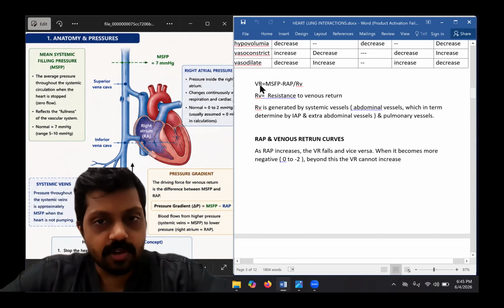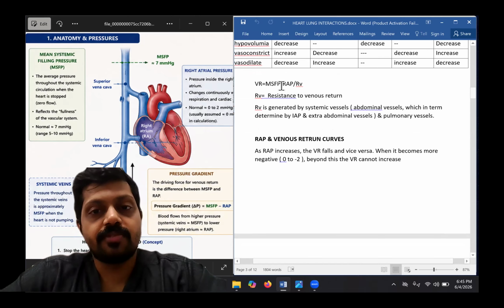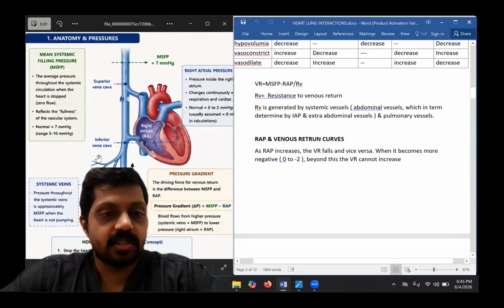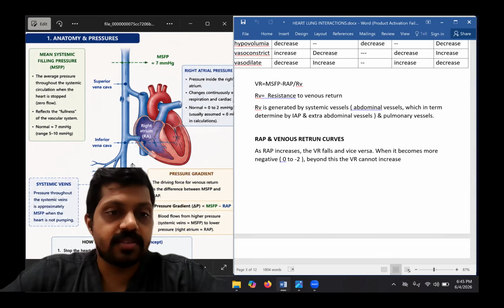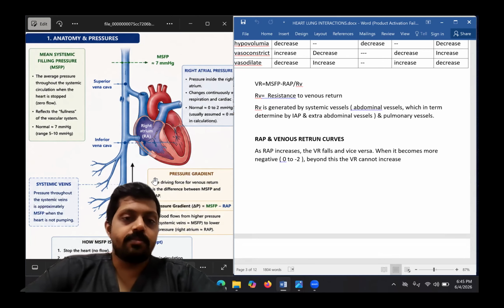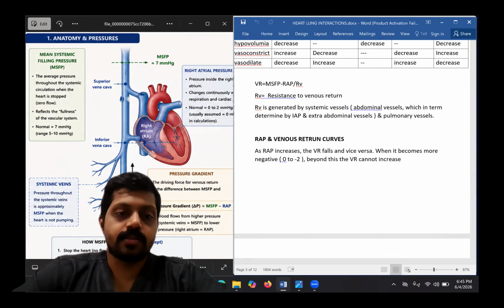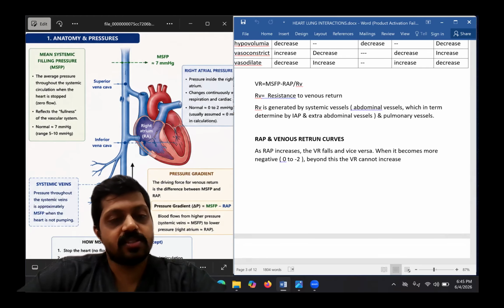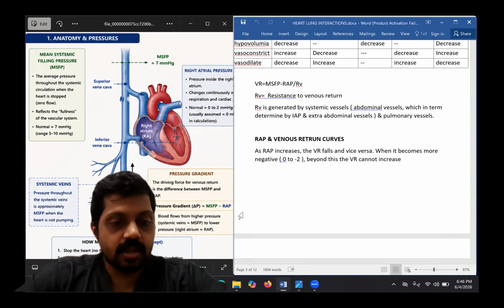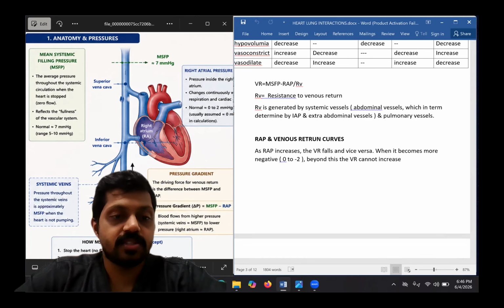So this is the formula for venous return: the difference between the mean systemic filling pressure and the right atrial pressure, divided by the resistance to venous return. This venous return experiences resistance at three levels. The first level is in the abdomen. If the intra-abdominal pressure is high, they experience a resistance.